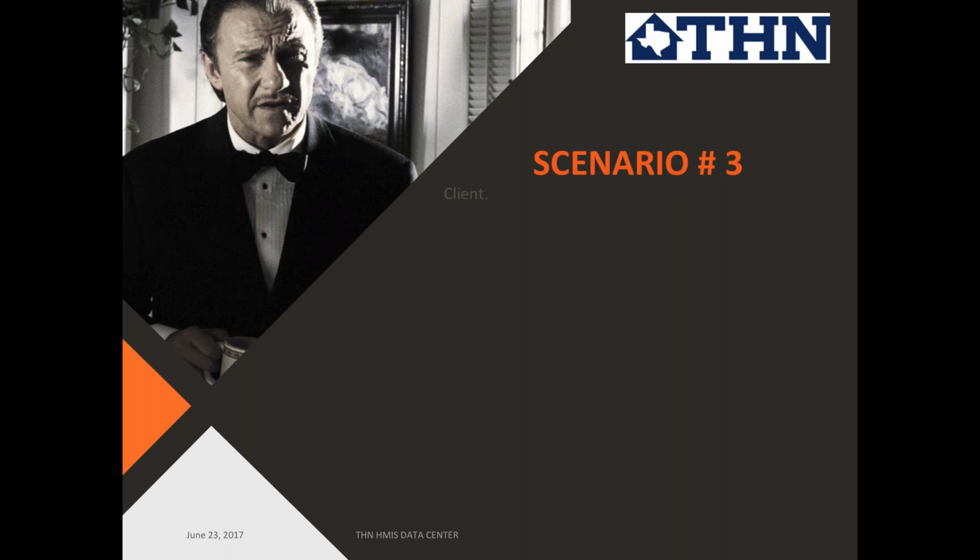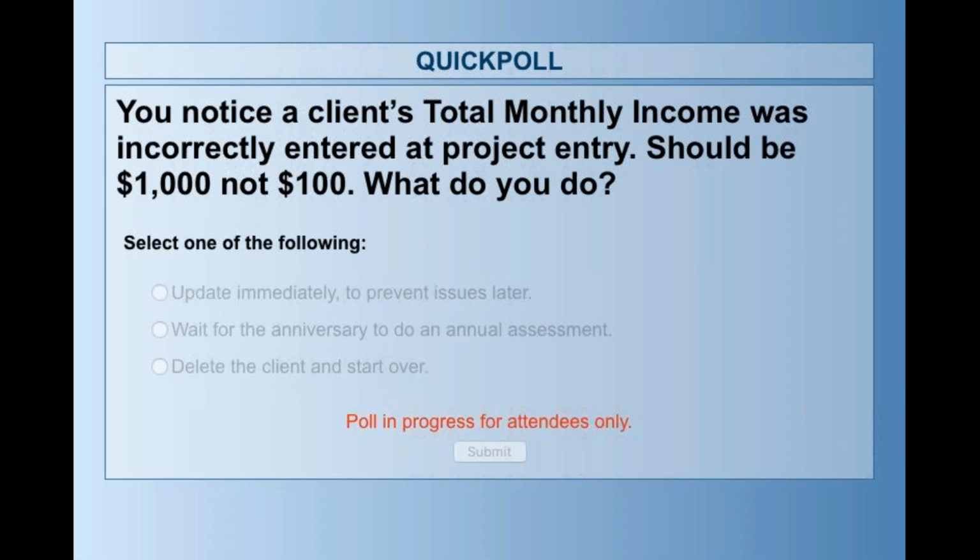Scenario number 3. This is a good one because this also happens often. A case worker notices that a client's total income was incorrectly entered as 100 at project entry, when the client's income was actually 1,000. What do we do in this situation? Why don't you tell me what we do? You notice a client's total income was incorrectly entered at project entry. It should be 1,000, not 100.